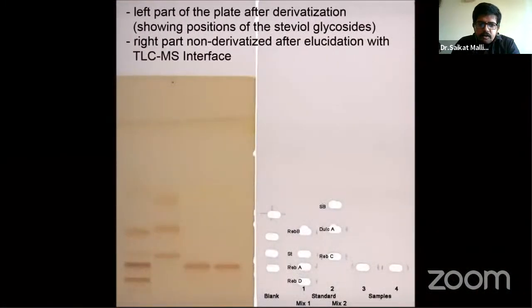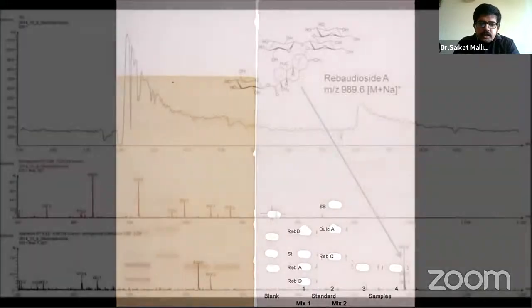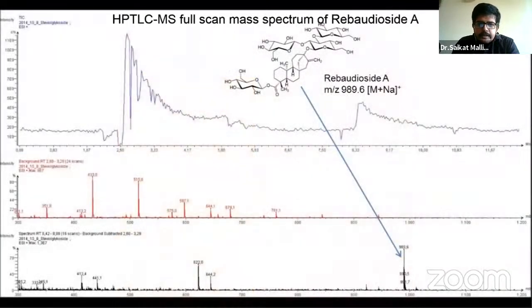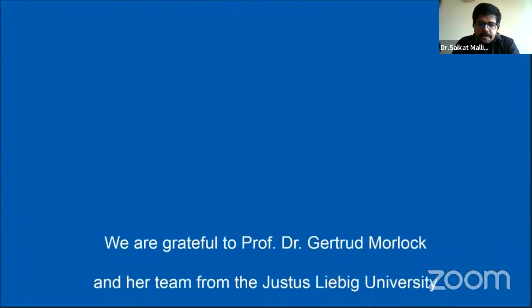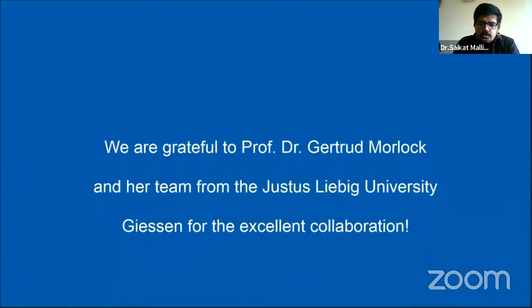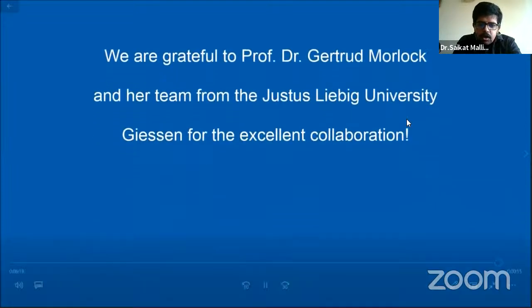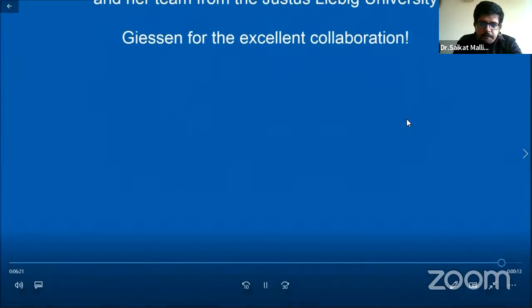So here you see that all the spots have been picked up from a blank plate at the same location where you see the spots after derivatization, and there you find the mass-to-charge ratio data, that is the rigidoside A, which is seen. So this is in short how an analysis is being done.